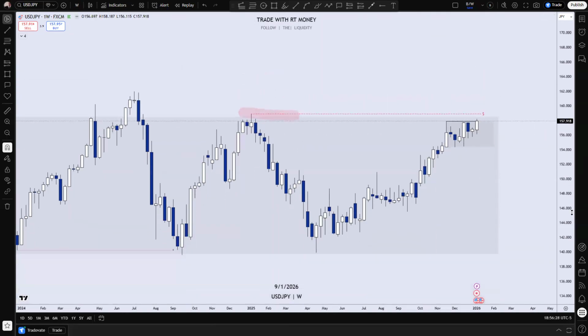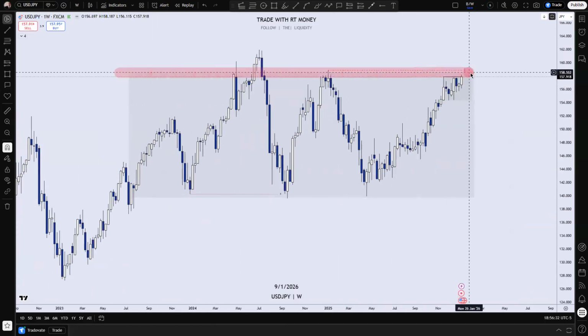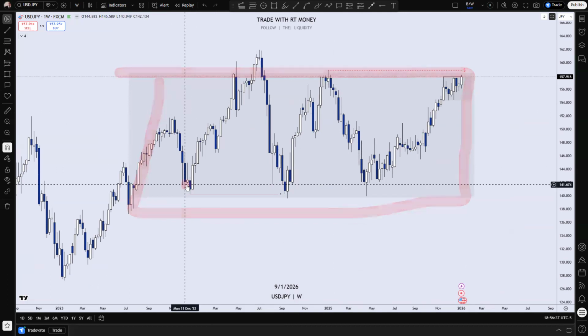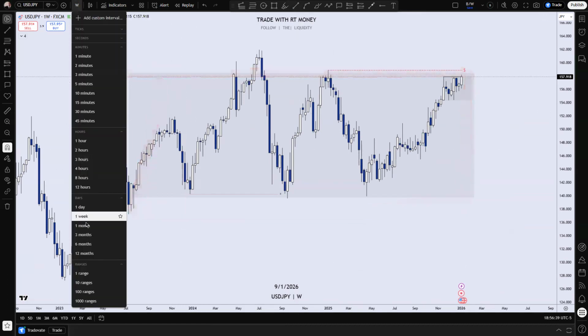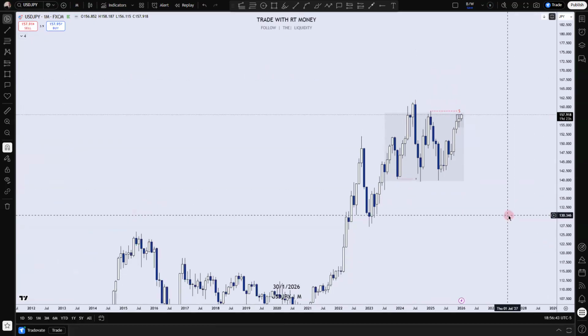All right. Let's step back a minute. I want you to see that the market has been moving sideways for months. Okay. Go to the monthly, you can see it pretty clear.